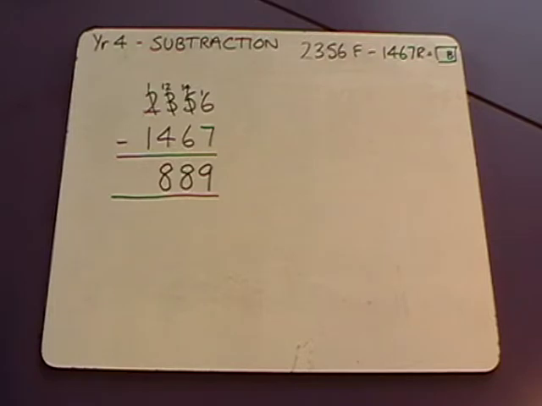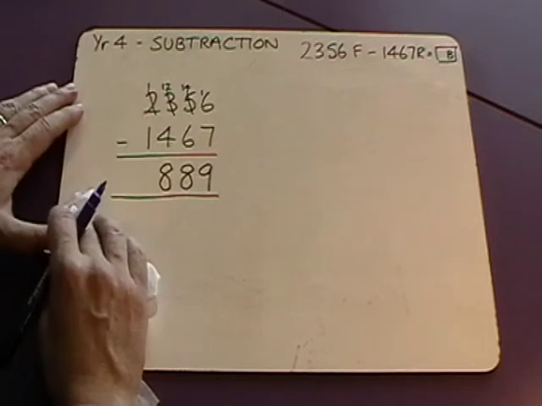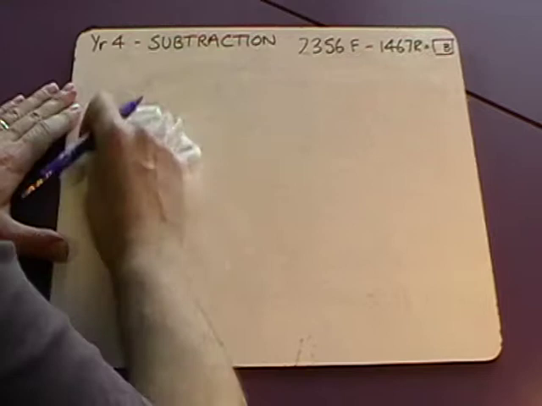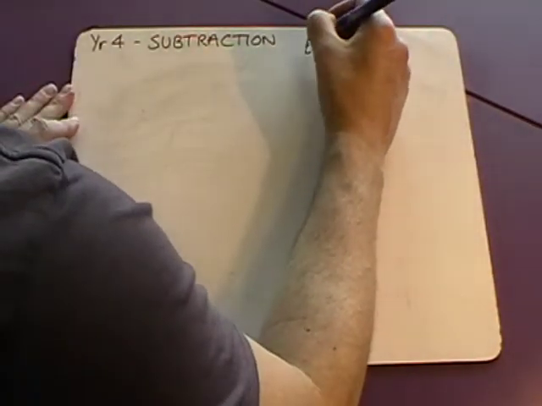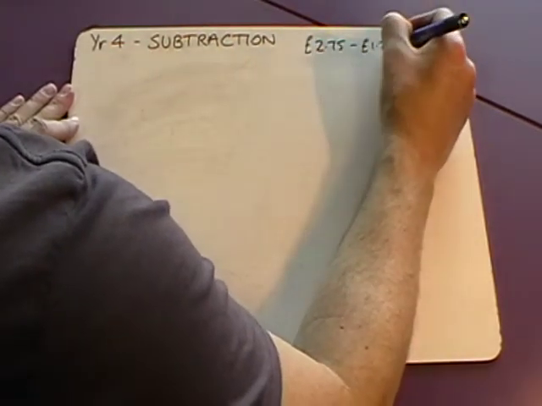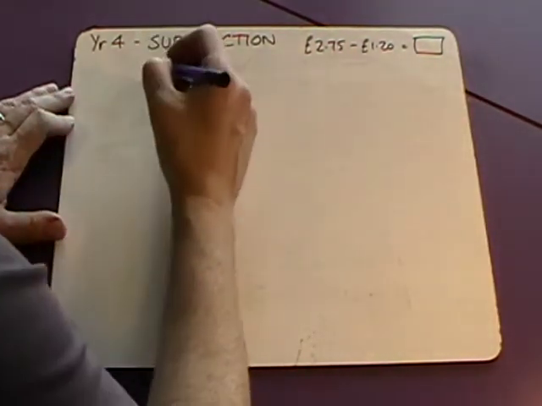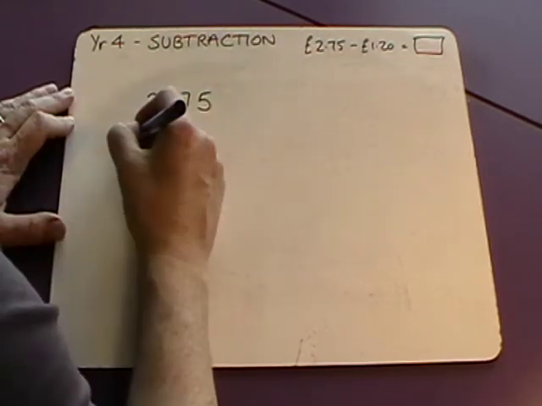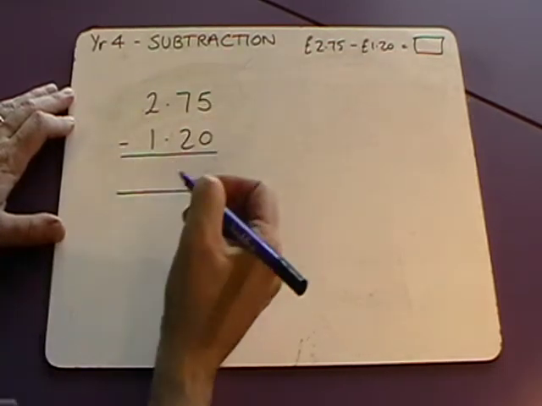Once we've mastered that, we need to then move on to looking at how we subtract decimals to 2 decimal places. Again, money is a good place to start with context for decimals. So if I've got £2.75 and I buy a drink for £1.20, how much money am I going to have left? So write my £2.75, I'm going to subtract £1.20, see how much money that leaves you with.